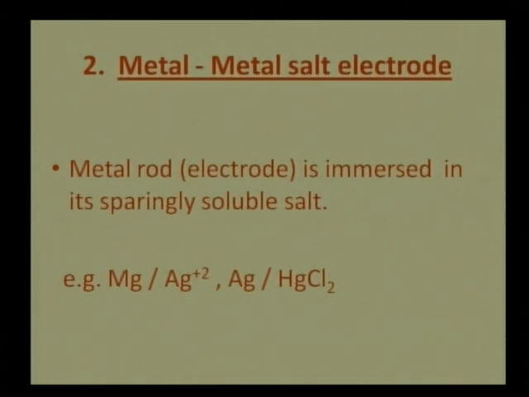Now the second one according to the construction is the metal salt electrode. A metal electrode is immersed in its sparingly soluble salt, meaning a solution having very low concentration, like silver in silver solution, and the mercury calomel electrode.